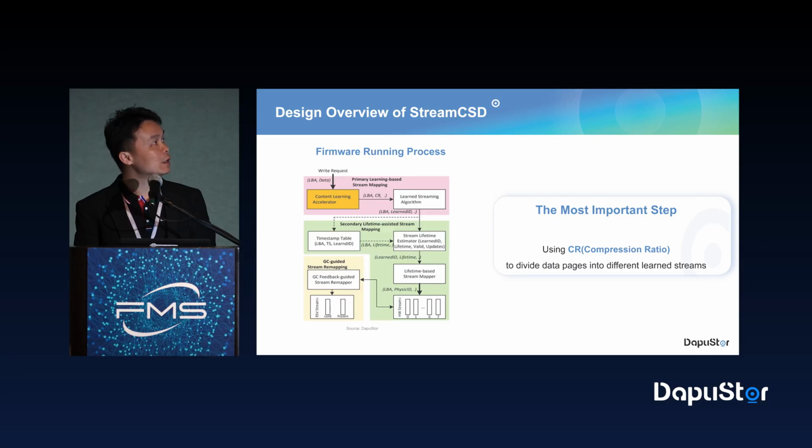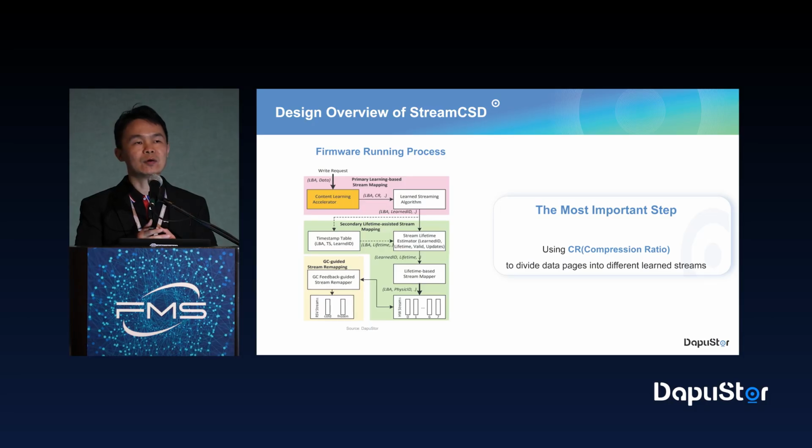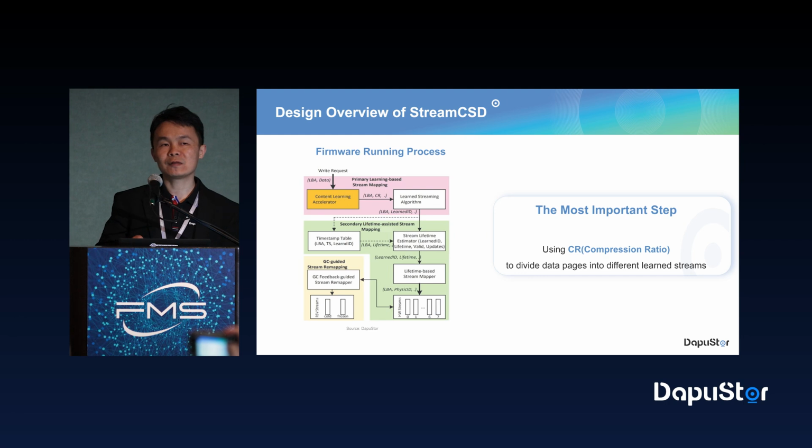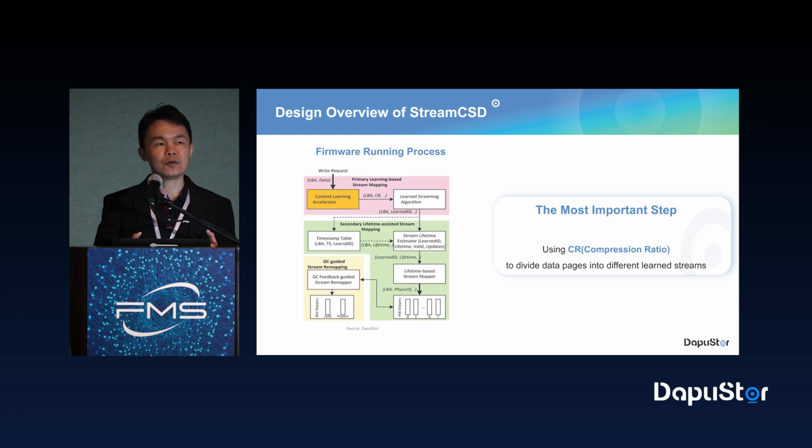Next, I will talk about the design overview of Stream CSD. Of course, there are many things to deal with. After the data is transmitted to the drive, we need to avoid additional data movement or access in the memory buffer. So the compression engine should be in the write path to avoid any latency. Another very important point is that we can use the compression ratio as the identification of the streaming ID or classification ID.